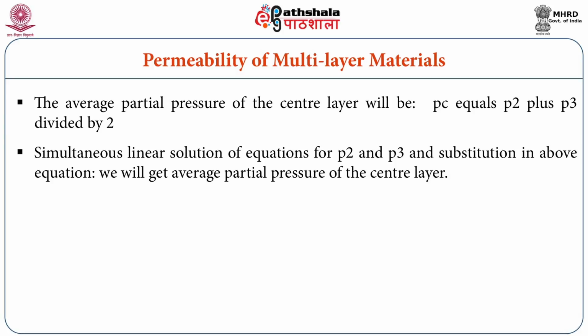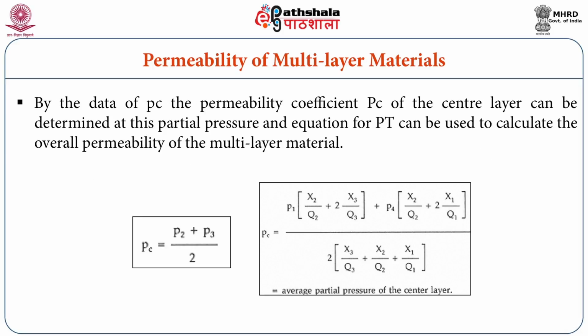Simultaneous linear solution of equations for P2 and P3 and substitution in the above equation will give the average partial pressure of the central layer. By the data of Pc, the permeability coefficient of the central layer can be determined at this partial pressure, and the equation for Pt can be used to calculate the overall permeability of multi-layer material.